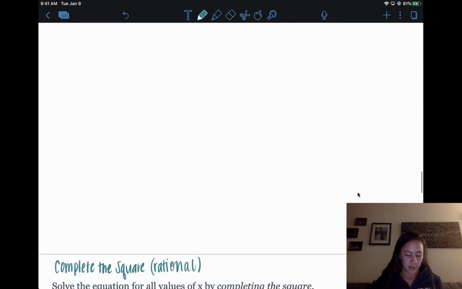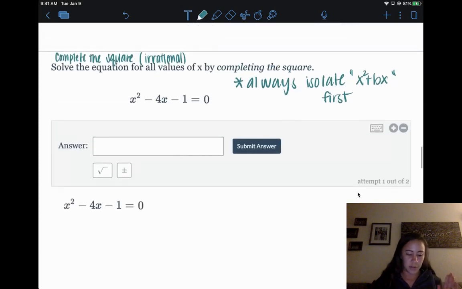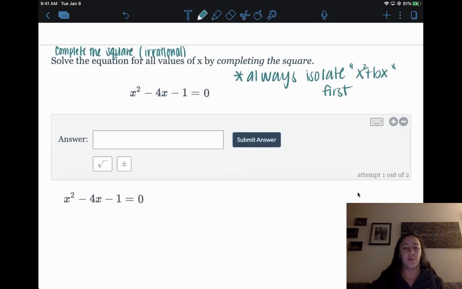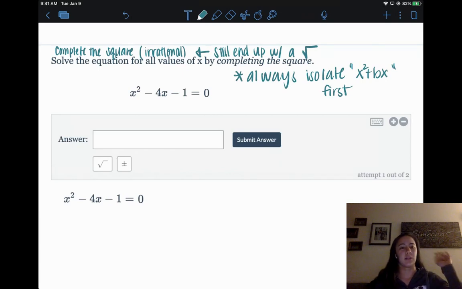So let's go up to, sorry, I did this out of order. Let's go to an irrational solution. What would an irrational solution by completing the square be? What it looks like is that you're still going to end up with a square root in the end. So in your answer, you're going to have some number plus or minus the square root. That's what an irrational solution is.